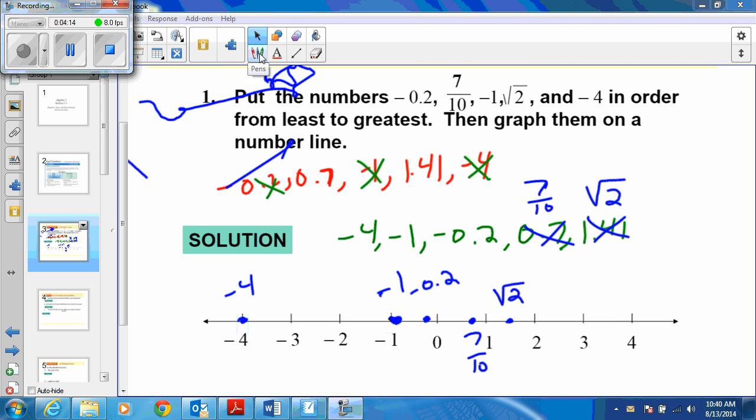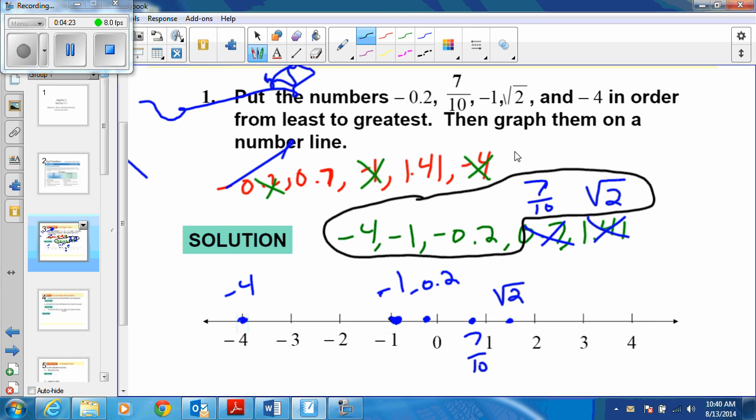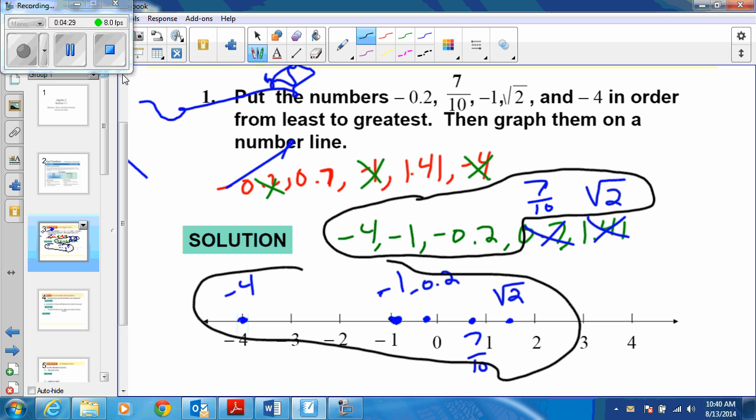All right, so our answer would be, I know it's sloppy, I should rewrite it, but I'm not going to. It would be those numbers listed from least to greatest, and then the graph going right here.